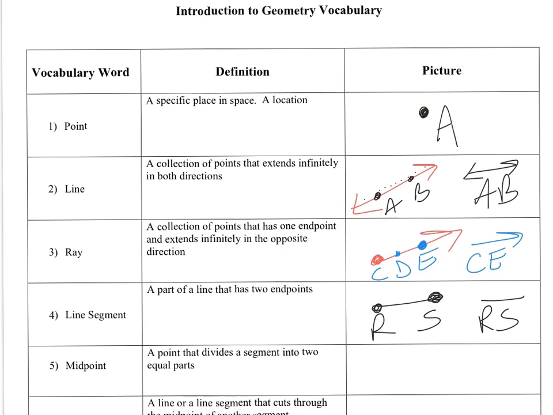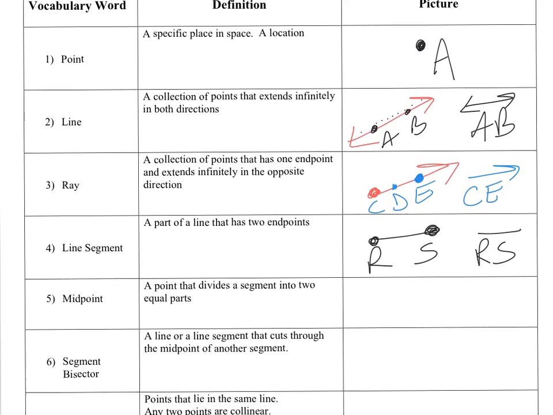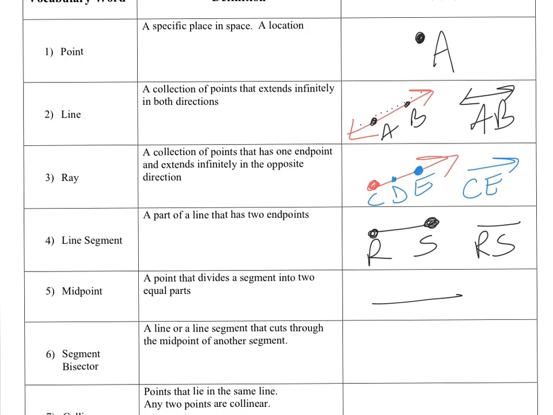The next one, a midpoint, a point that divides the segment into two equal parts. So what I'm going to do is write this as RS, and I'm going to make this point right in the middle. It'll be M, and a midpoint cuts a segment into two equal parts. So I'm going to make that equal to that. So in this case, let's say that this was 5, this would be 5. I would know that those would each be equal, and the entire line would be equal to 10.